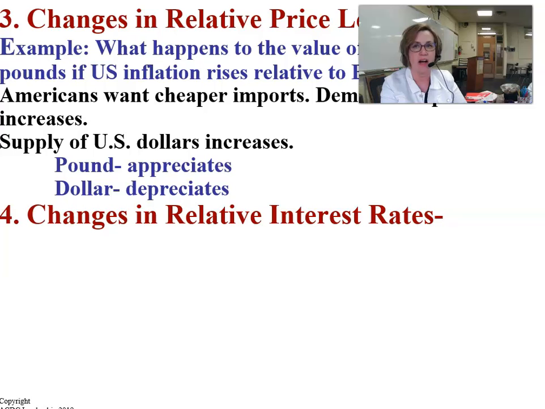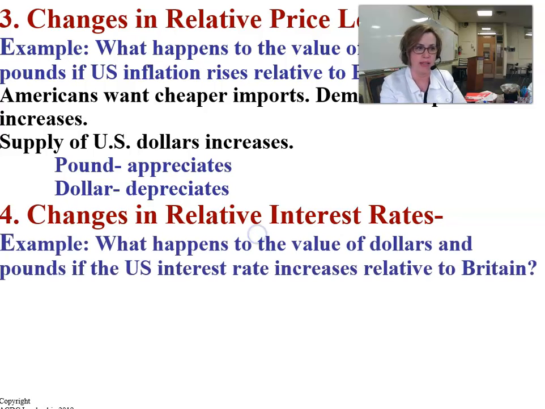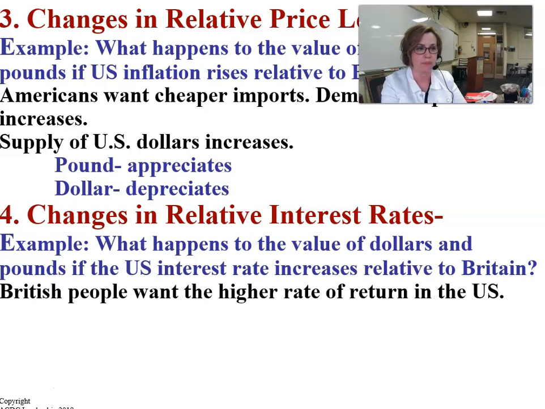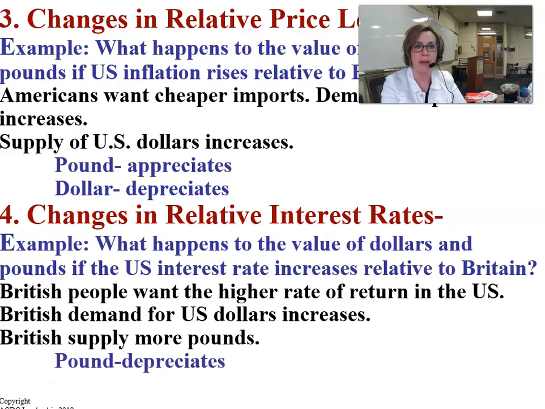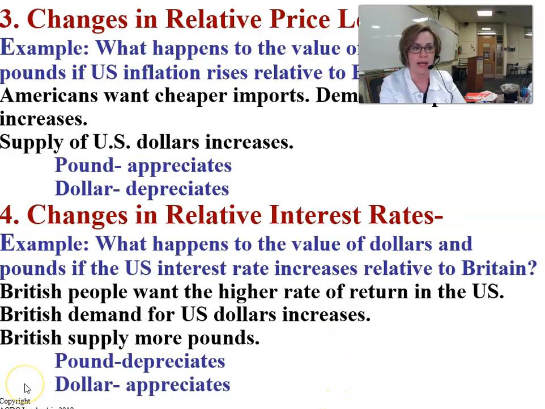And the fourth shifter are changes in relative interest rates. So what would happen to the value of dollars and pounds if the US interest rate increases relative to what interest rates are in Britain? British people would want to invest their money in financial institutions in the US to earn that higher interest rate. So the British demand for US dollars would increase. British would supply more pounds, so the pound would depreciate while the American dollar would appreciate.